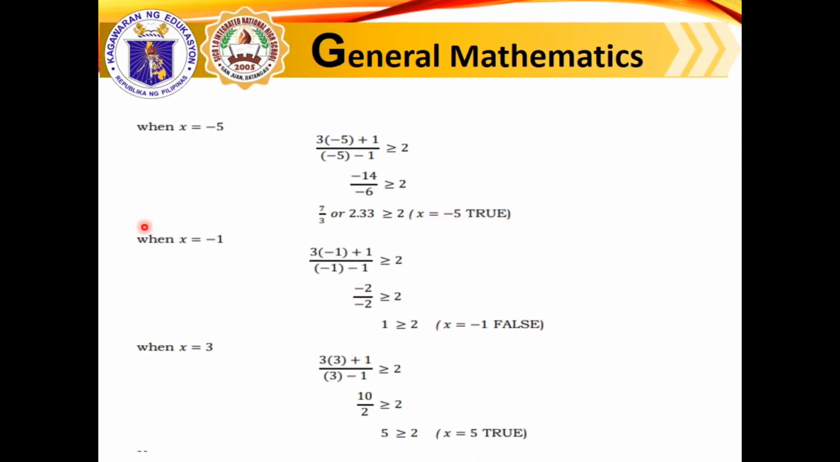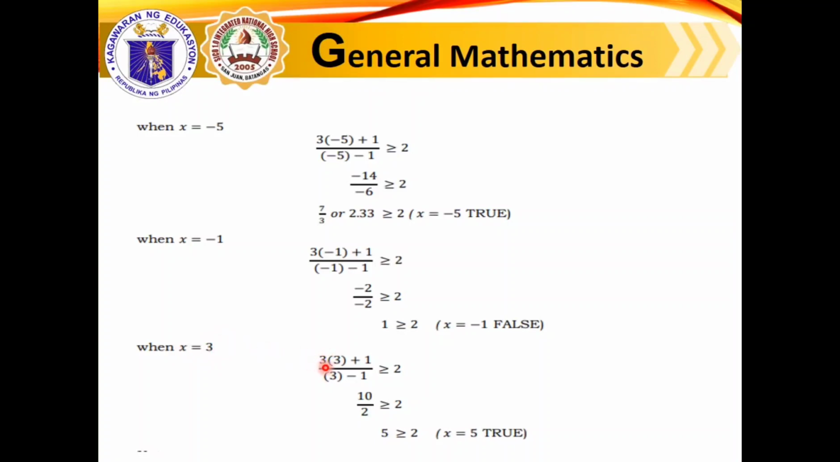Next, when x equals -1, substitute: 3 times -1 plus 1 all over -1 minus 1 greater than or equal to 2. 3 times -1 is -3, plus 1 will become -2. -1 minus 1 is -2. -2 divided by -2 is +1, greater than or equal to 2? So x equals -1 is not a solution. It is false.